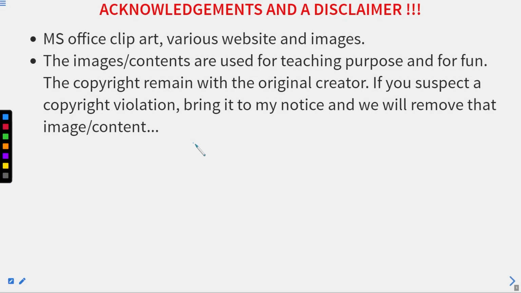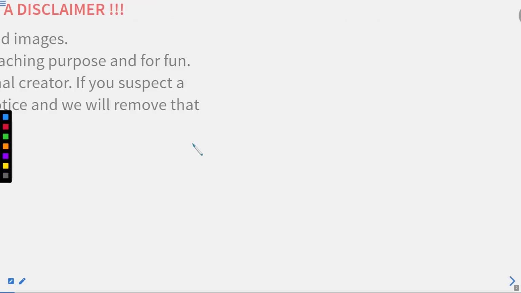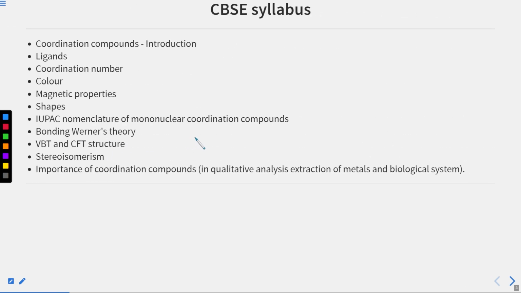So let us continue with the chapter of coordination compounds. Today is the second lecture. If you look at the properties here, we have started with the introduction part. Now we'll talk about ligands, coordination number and all the terminology related to coordination compounds. Clear? So let us start today's discussion.